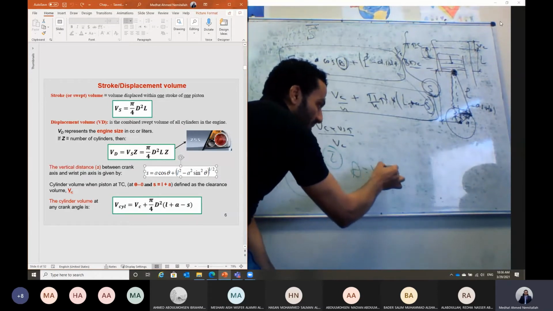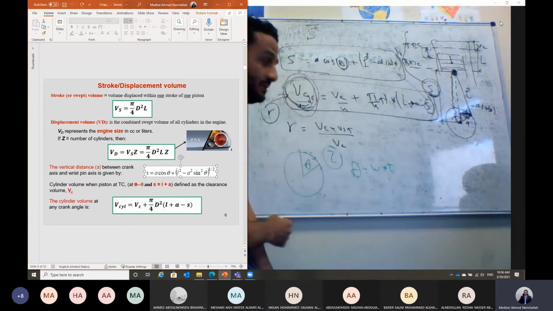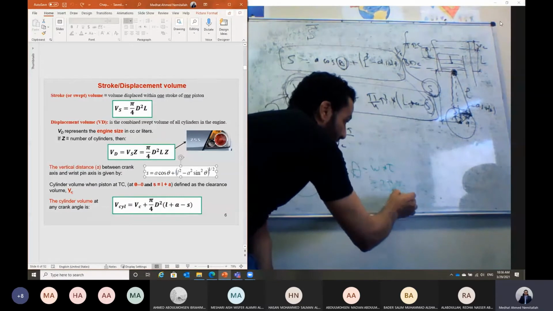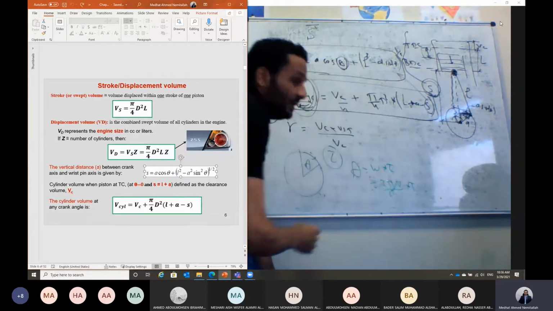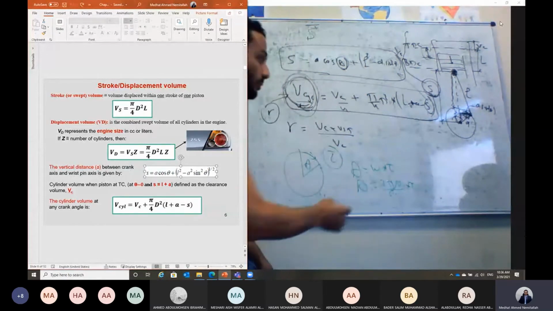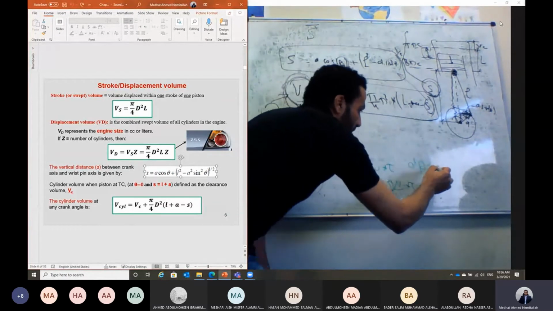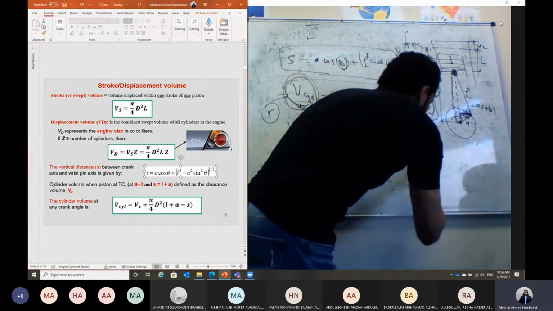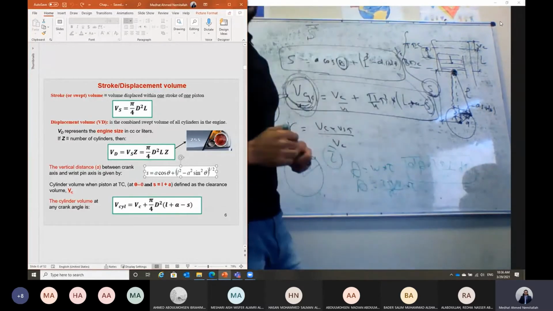Theta is equal to omega multiplied by t, and omega is the angular velocity, which is 2πN divided by 60, multiplied by time t. So theta is equal to omega multiplied by t, or we can say delta theta will equal 2πN divided by 60 multiplied by delta t.